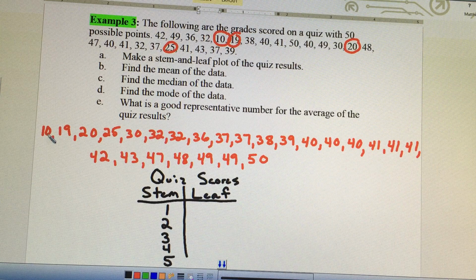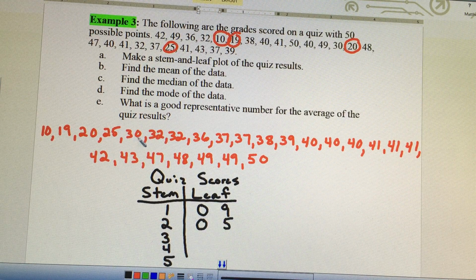My scores in the tens were 10 and 19. As I get ready to make my leaves, I want to do these in chronological order. This is important. This is stuff that you'll get graded on. I had a score at 10 and a score at 19, so I'm going to put a 0 and then a 9. That stands for 10 and 19. We had a couple scores in the 20s as well, a 20 and a 25. So I'm going to put the 0 right underneath the 0 for 20, and the 5 right underneath the 9. What we want right here, guys, is clean columns. See how my 0s line up and my 9 and 5 line up? That'll help out later on.